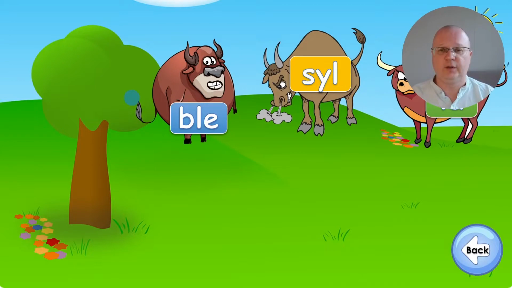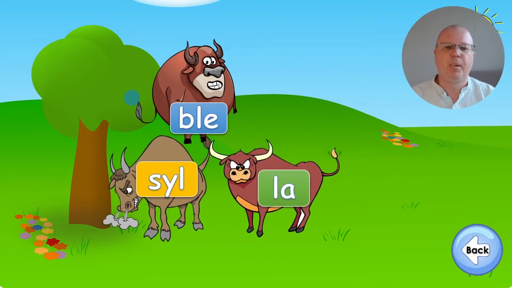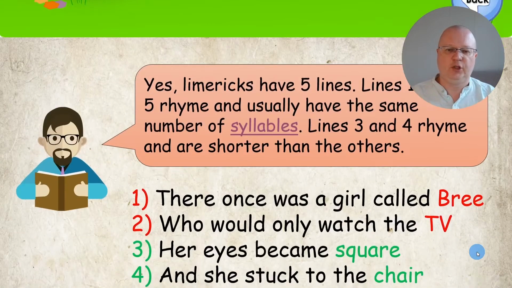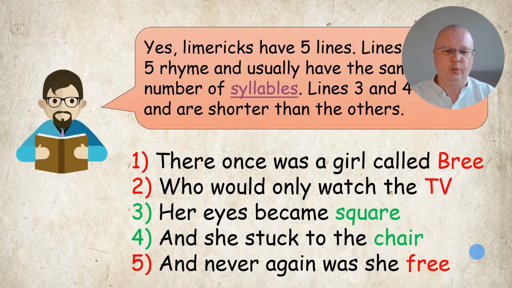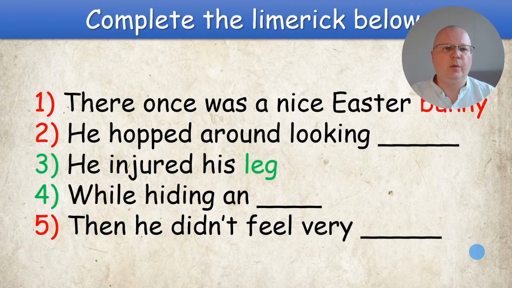What is the word? And you know, it may seem easy, but for the kids it can be quite challenging, because if they never learned this before, it can be quite difficult. So in this case, it's going to be syllable, syllable. And then you click on the back button, which takes you to the home slide. Next, now you try. Now your students need to complete the limerick below.